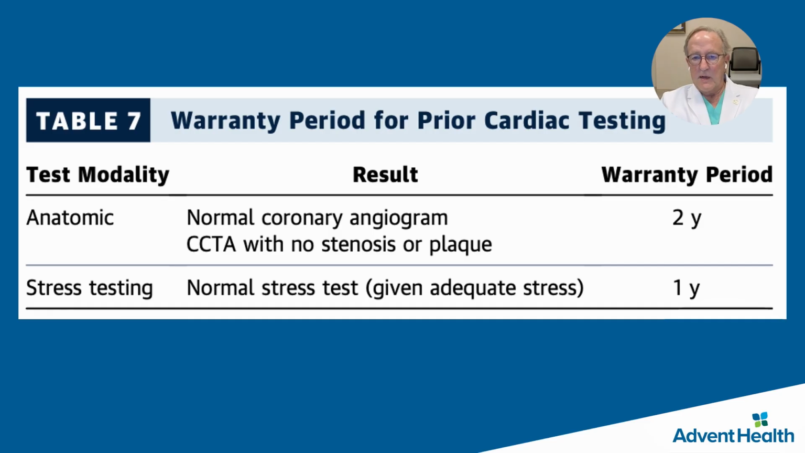Some specific points on warranty, which is a common issue in emergency rooms. If you have a patient who's had a normal coronary angiogram or a CCTA, a coronary CT angiogram with no obstructive stenosis or significant plaque, we give you a 2-year warranty. Obviously, clinical judgment plays a big part in this, but in general, there aren't a lot of changes unless symptoms have changed or ECG changes have made themselves evident for a couple of years. Stress testing, less so. You get a 1-year warranty.